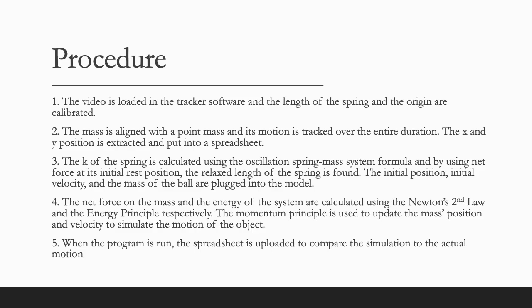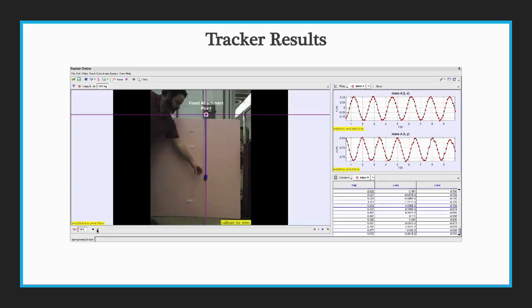The initial position, initial velocity, and the mass of the ball, which were found from the pre-lecture videos, were plugged into the model. The net force on the mass and the energy of the system were calculated using Newton's second law equation and the energy principle, respectively. The momentum principle was used to update the mass's position and velocity to simulate the motion of the object. When the program is run, the spreadsheet of the actual experiment is uploaded to compare the simulation to the actual motion. Here are the results of the tracker.